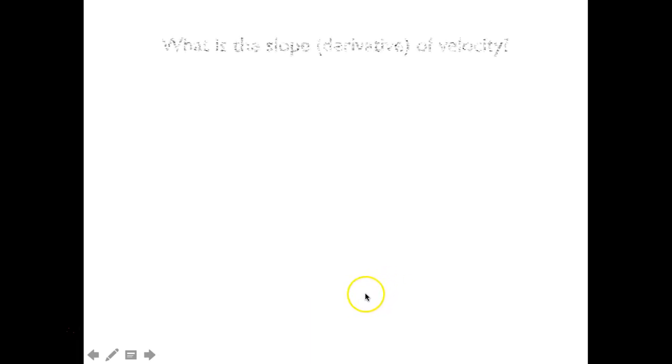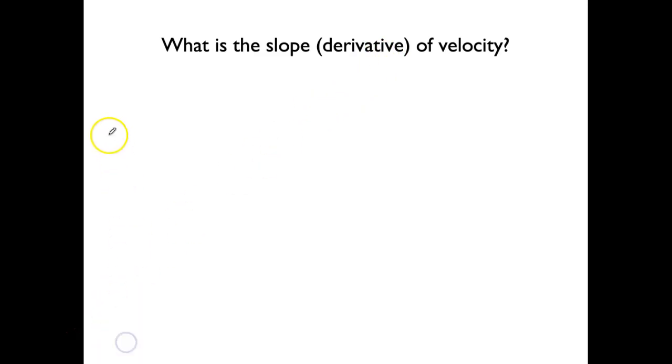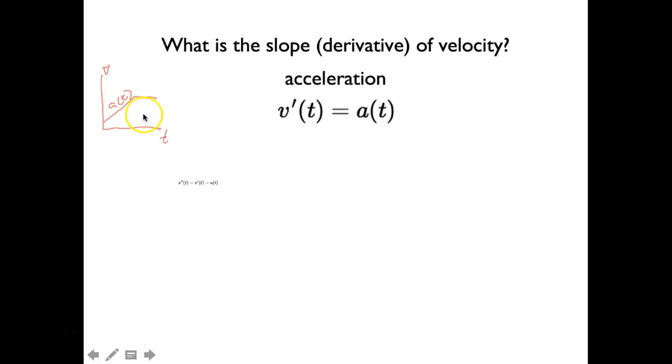Okay, so what do you think the slope of velocity is? What we were just talking about is that the slope, or the derivative, of position is velocity. If you remember from physics, if you're given a velocity time graph, and you calculate the slope of that somewhere, that tells you acceleration, right? The slope tells you acceleration. So the derivative of velocity is acceleration. So that's something you need to write down.